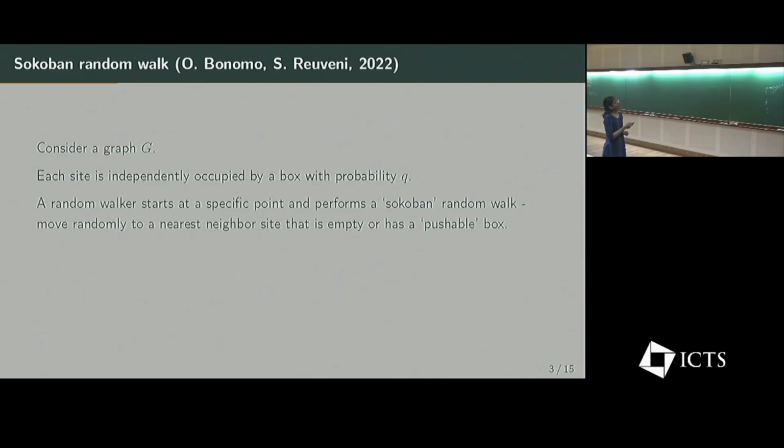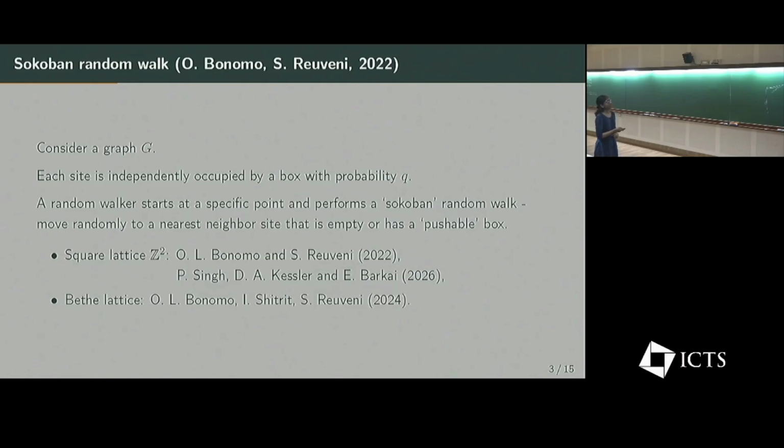Bonomo and Ruvini considered a random walk model based on this game. They consider a graph G in which each site is independently occupied by a box with some probability Q, and a random walker starts at a specific site and performs a Sokoban random walk. At any time the random walker moves to a nearest neighbor site that is either empty or has a pushable box.